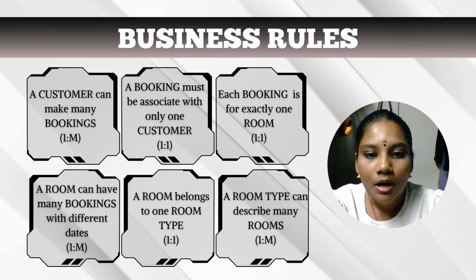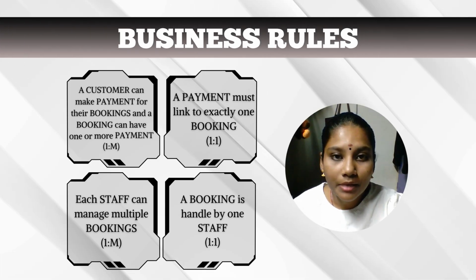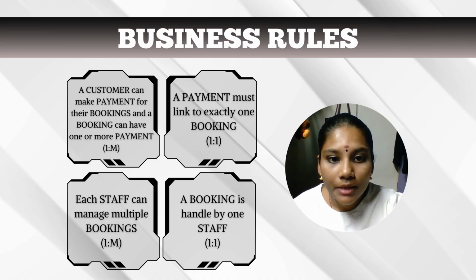Next, a room belongs to one room type. The relationship is one to one. Next, a room type can describe many rooms. So the relationship is one to many. Next, a customer can make payment for their bookings and a booking can have one or more payments. So the relationship is one to many. A payment must link to exactly one booking. So the relationship is one to one.